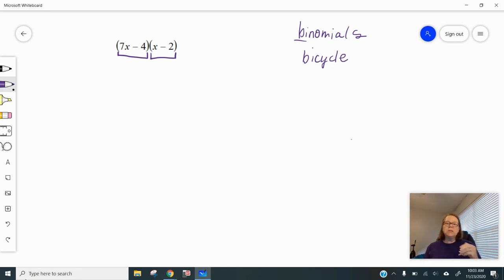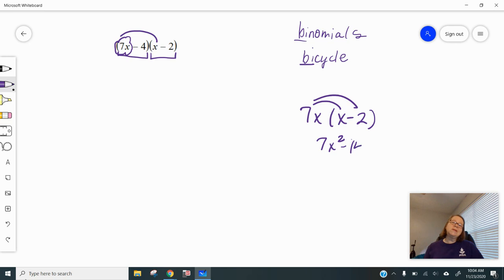Okay. So it's not a bad process. You're just doing the distributive property, but you're doing it twice. It's like twos just keep coming back in this example for multiplying binomials. So what you're going to do is start with the 7x and distribute it. Just pretend in your mind that this is 7x times x minus 2, and think, okay, I would get 7x squared and I would distribute and get minus 14x. So that's what we're doing here. 7x times x is 7x squared, and 7x times negative 2 is negative 14x.